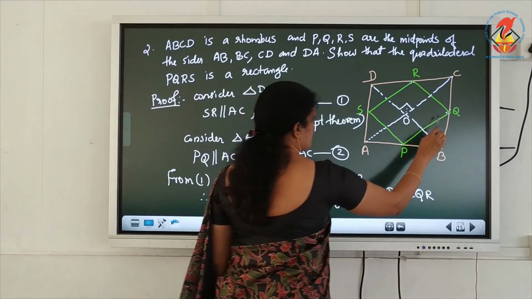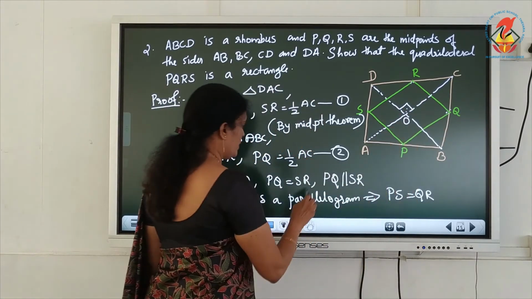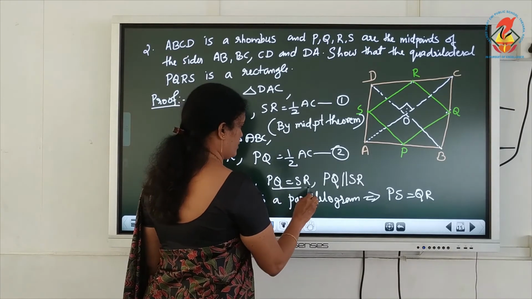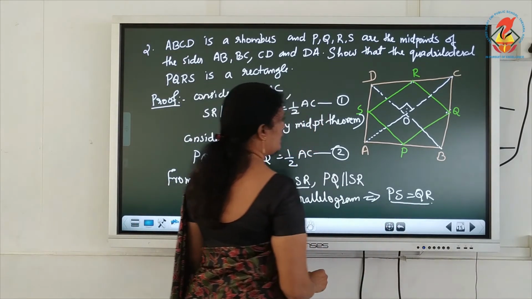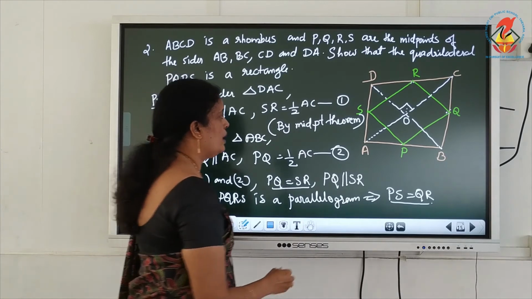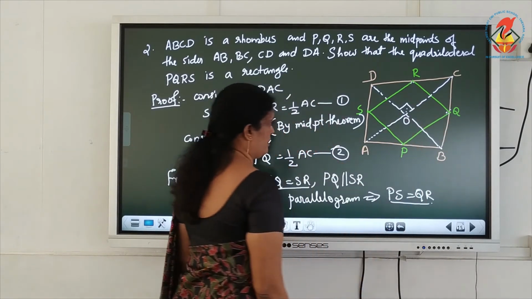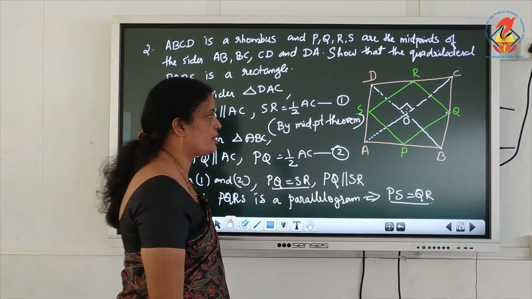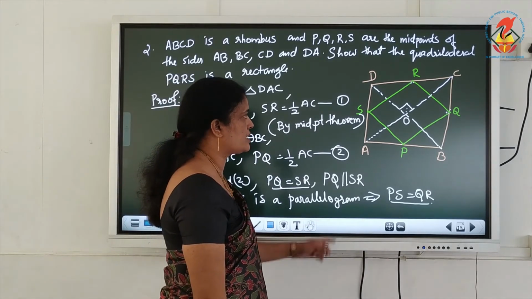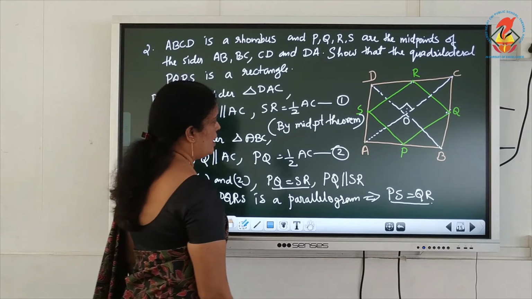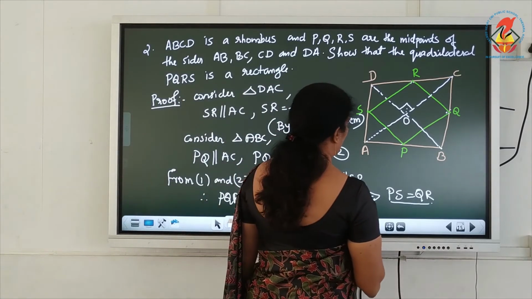In a rectangle opposite sides are equal. We already proved opposite sides are equal: PQ equal to SR, PS equal to QR. Then the next step, we need to prove this angle is also equal to 90 degrees. That means angle P equal to angle Q equal to angle R equal to angle S is equal to 90 degrees. How will you prove this?